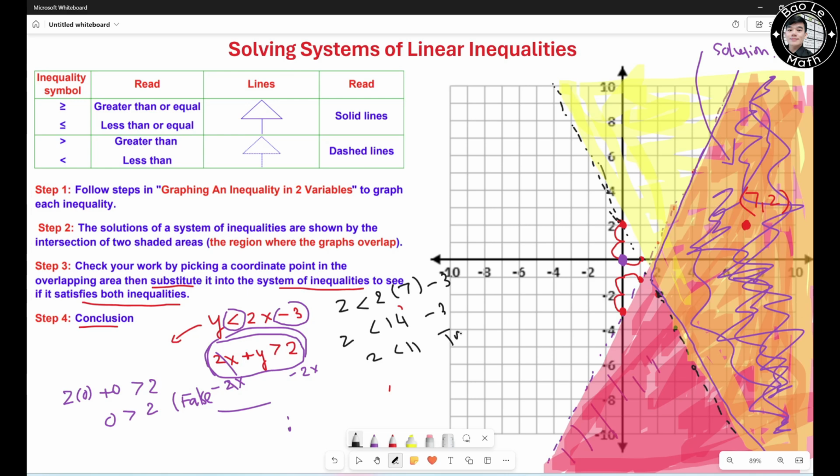This is true. Now I check the second inequality. With x equals 7 and y equals 2, I have 2 times 7 plus 2 greater than 2. 2 times 7 is 14, plus 2 is 16, so 16 greater than 2. And this is a true statement.